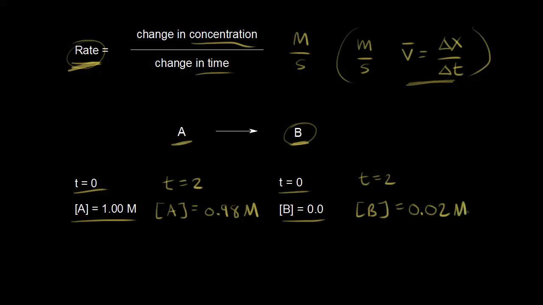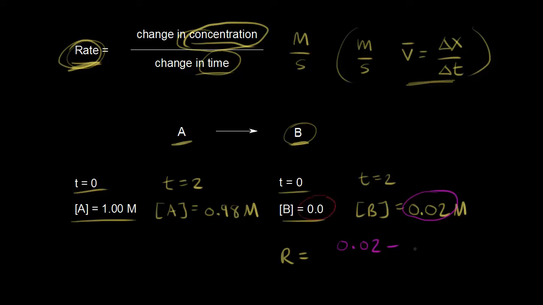If we want to know the average rate of reaction here, we could plug into our definition for rate of reaction. Change in concentration, let's do change in the concentration of our product over the change in time. So the rate is equal to the change in the concentration of our product. That's final concentration minus initial concentration. So the final concentration is 0.02, so we write in here 0.02. And from that, we subtract the initial concentration of our product, which is 0.